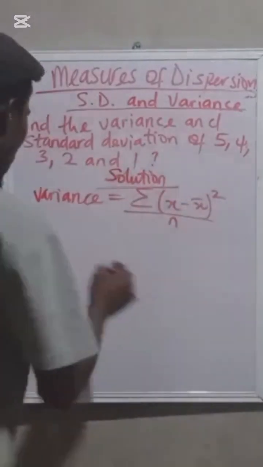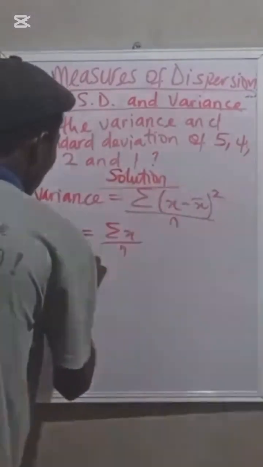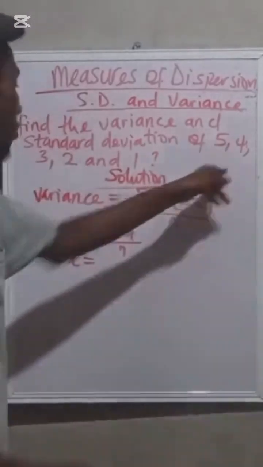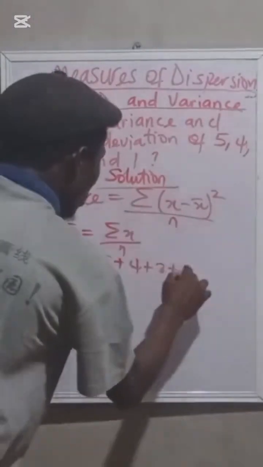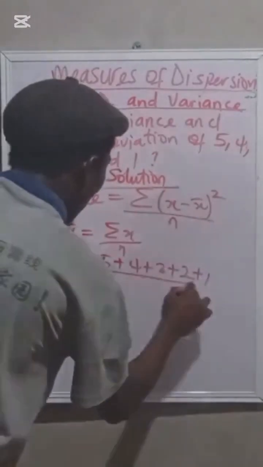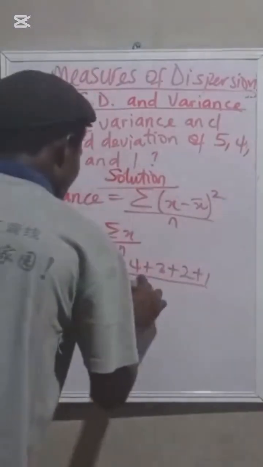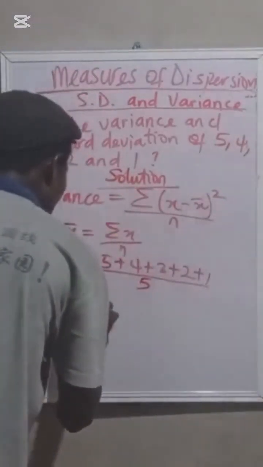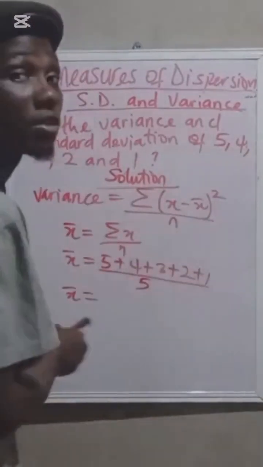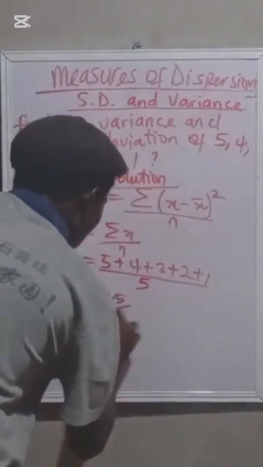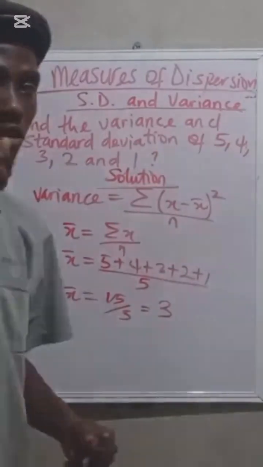So how do we get our mean? Still the same way. x bar is going to be equal to the summation of x over n. So x bar is going to be 5 plus 4 plus 3 plus 2 plus 1, divided by the number of data, which is 1, 2, 3, 4, 5. That's divided by 5. And x bar, your mean, is going to give you 5 plus 4, 9, plus 3, 12, plus 2, 14, plus 1, 15. That's 15 divided by 5, which equals 3. So therefore, your mean equals 3.